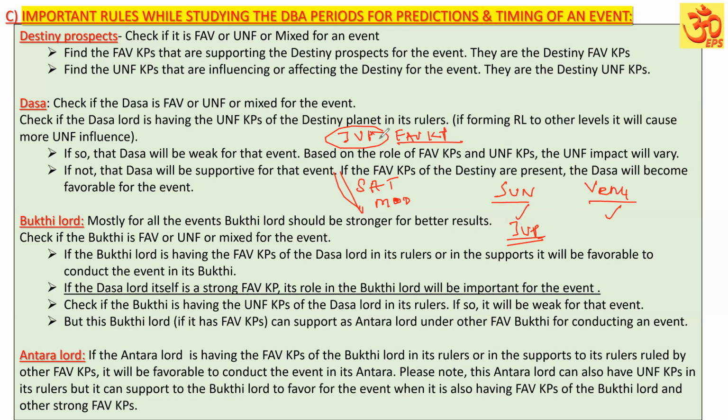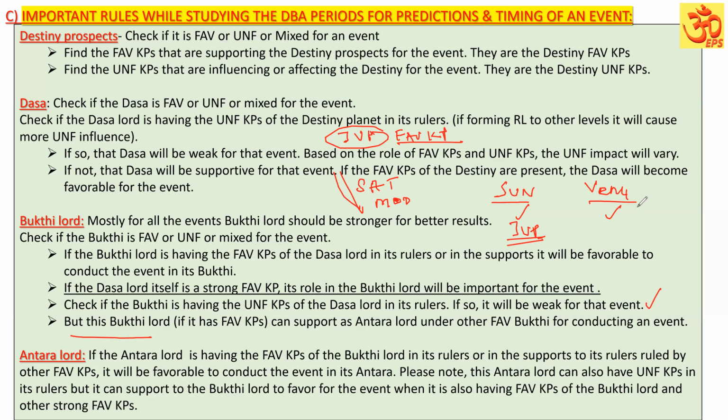So Jupiter, a good key planet of the Dasa Lord, itself is a key planet. If it is influencing the Buddhi Lord, it is giving additional strength. That you have to keep in mind. Okay. So similarly, unfavorable key planets also we have to take in the same manner. But if the Buddhi Lord, for example, I said, has unfavorable key planets of the Dasa Lord in its rulers, it will become weak for that particular event.